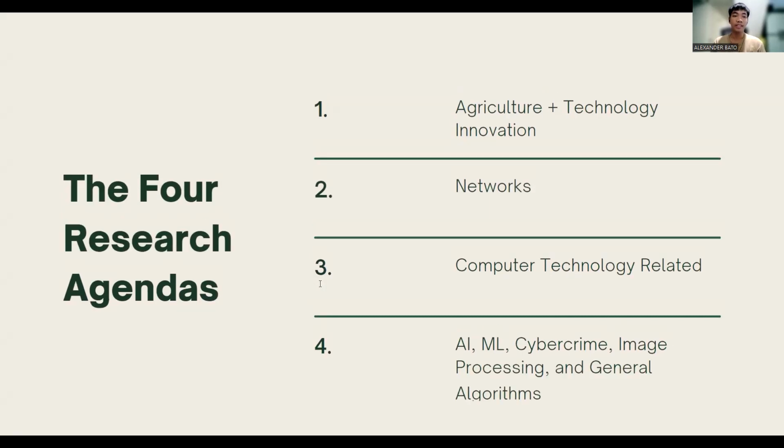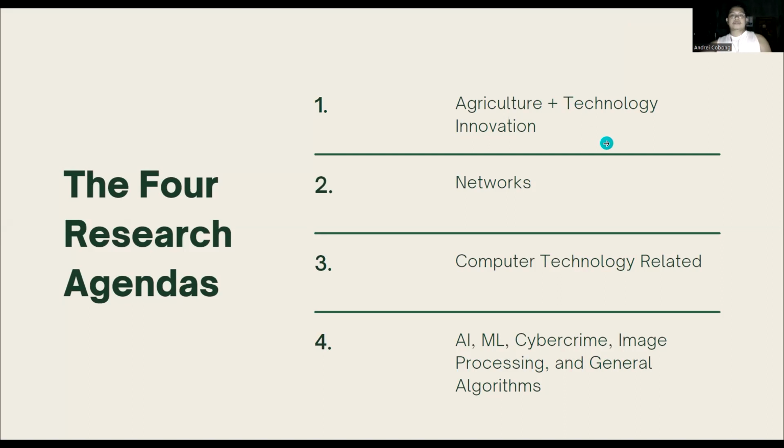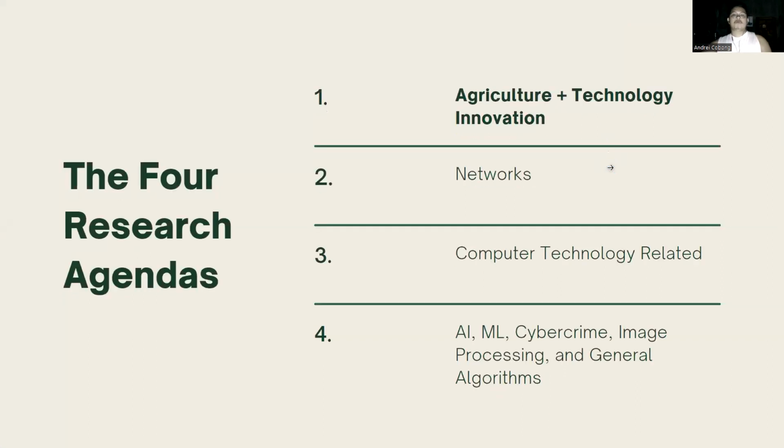As for the four research agendas, we were given four, and these are: first, the agriculture plus technology innovation; two, networks; three, computer technology related; and fourth, artificial intelligence, machine learning, cybercrime, image processing, and general algorithms. So the JAWS were focused on the agriculture plus technology innovation for our agendas.